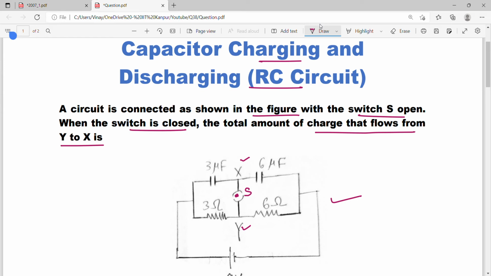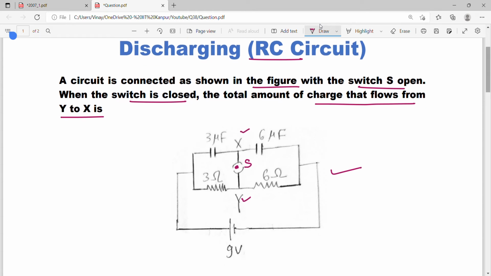And what are those things? Let's understand those fundamental concepts. Firstly, read the words in the exam very carefully. So the word "total" is changing everything. When we say total amount of charge, the question does not mention whether it is steady state, unsteady state, or what. Just when you close the switch, what will happen?